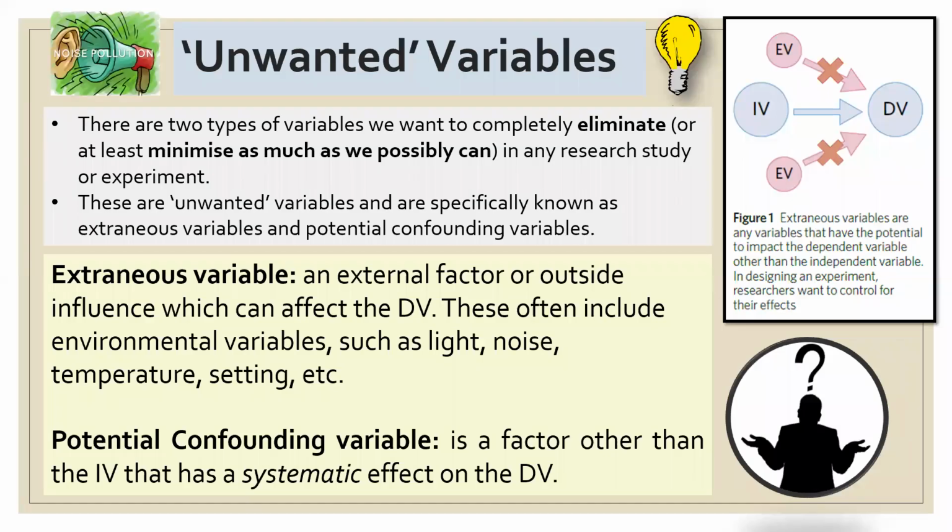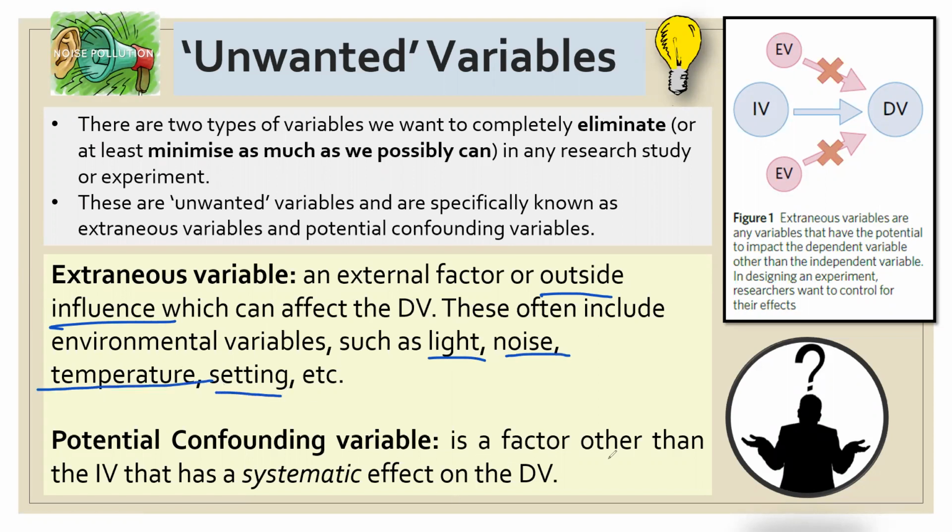Okay, 1D talks all about unwanted variables. So we're talking about extraneous variables and potential confounding variables. Extraneous variables are basically unwanted variables, usually related to the environment. They're usually some kind of outside factor, like light, noise, temperature, setting, all that kind of stuff.